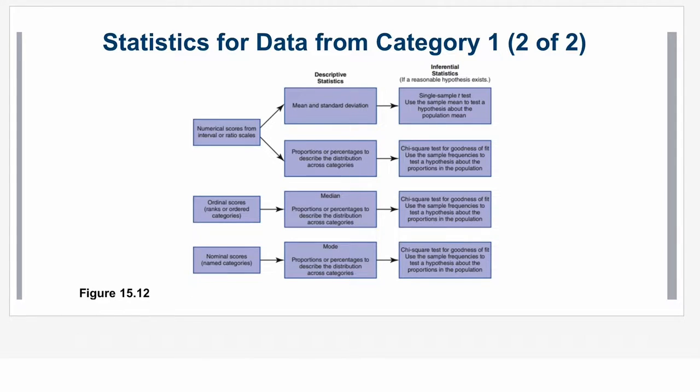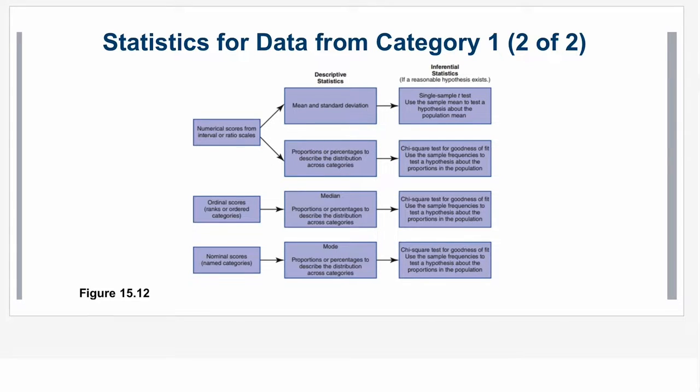So basically, this first column here is where you are deciding your type of data, right? You have to look at your data and what type did I use. If I have numerical scores, then you can move on to, you can see the second column is descriptive statistics. You can move either to mean and standard deviation or proportions or percentages to describe the distribution across categories. If you have ordinal scores or those rank scores, then you have to use the median for your descriptive statistics. And if you have nominal scores or those named categories, you have to use the mode, which we talked about before, for descriptive statistics.